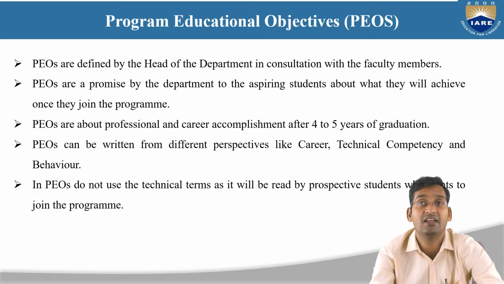PEOs are about professional and career accomplishment after 4 to 5 years of graduation. Program educational objectives are about professionals and career accomplishment. So this is not just for your degree that once you graduate, that's all. This will help you after your course is over, in the 4th or 5th year after graduation. PEOs can be written from different perspectives like career, technical competencies, and behavior. So by keeping in mind how it helps in the career, then technical competencies and behavior, PEOs can be written.